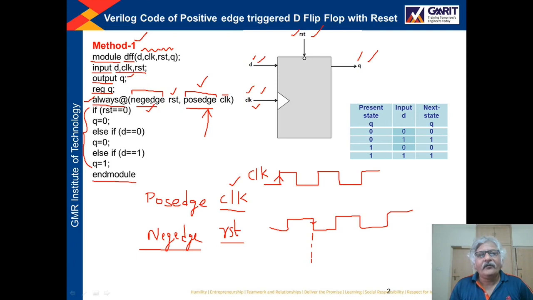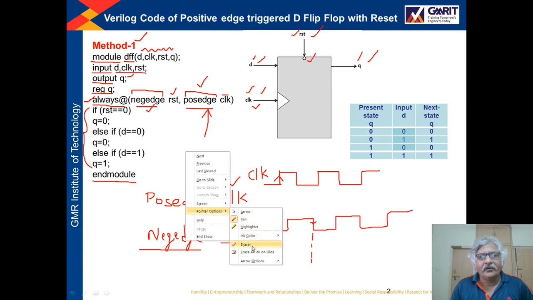Okay. So why have we used negedge here? Because this RST is an active low signal. Whenever RST is low, its value is 0, then only I will reset the output. That's why I have used the negedge here, right? So I will explain this again here.